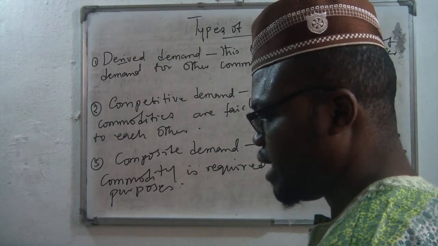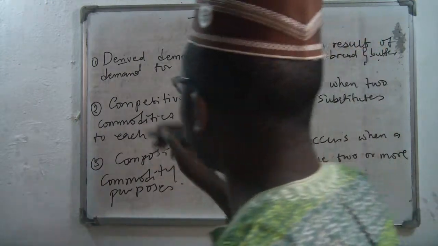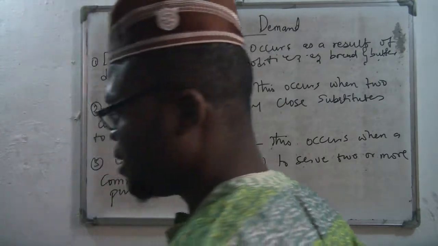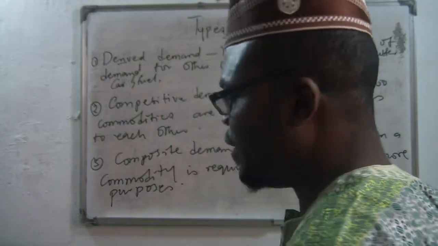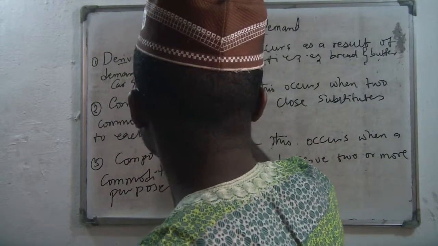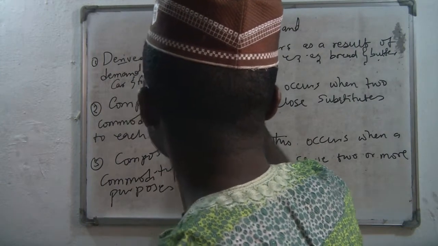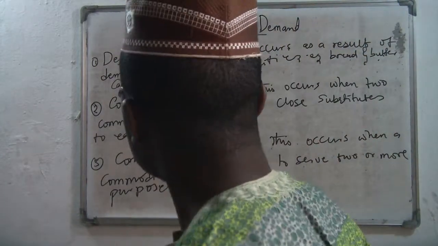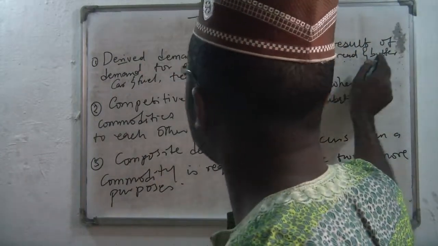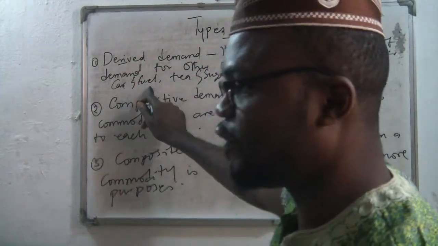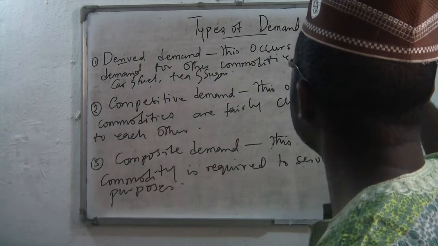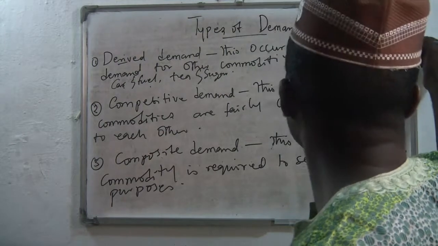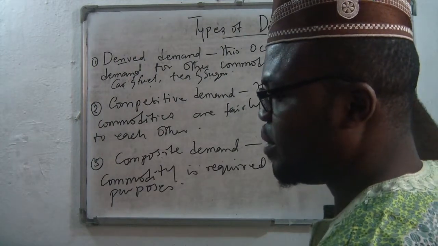What other things can you use together? If you have a car, you will always use fuel. If you want to take tea, you will always use sugar, mostly. You take bread with butter, a car with fuel. That means when the demand for bread is increasing, the demand for butter will also be increasing, because butter has a derived demand from bread.